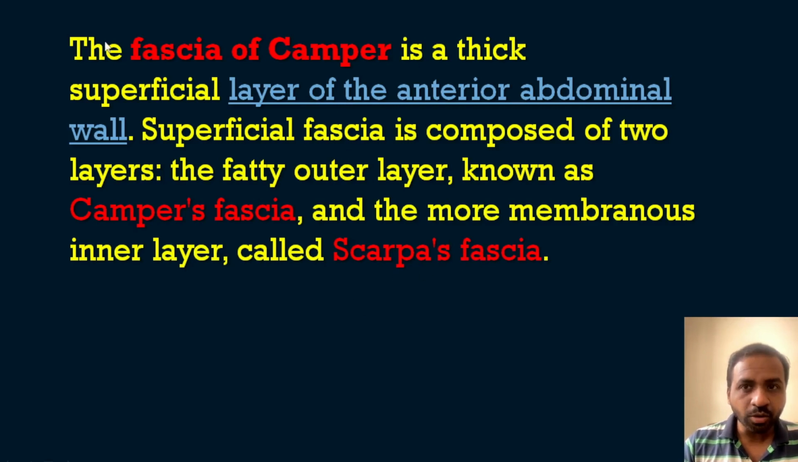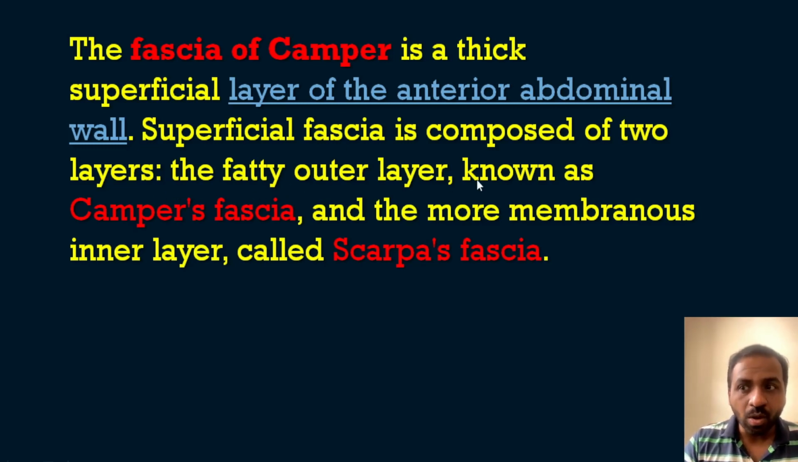These are the other two options. The fascia of Camper is a thick superficial layer of the anterior abdominal wall. So the fascia of Camper and the Scarpa's fascia are the layers of the anterior abdominal wall. The superficial fascia is composed of two layers. Actually, there is a fascia called the superficial fascia in the anterior abdominal wall, and it has two layers.